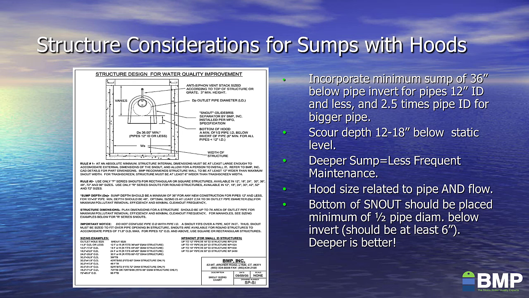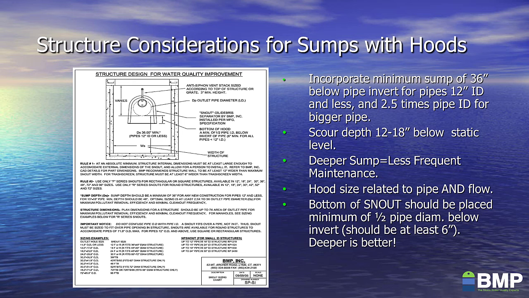Also note that the hood is not just sized to cover the outlet pipe, but it also has to handle the flow. And we have a hydraulic sizing table that will help you with that. The other thing that's important to consider is the position of the bottom of the snout hood relative to the invert of the pipe. We recommend at least half the pipe diameter beneath the invert of the pipe for the bottom of the snout hood.